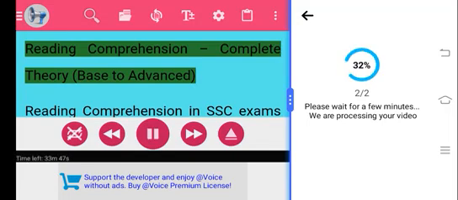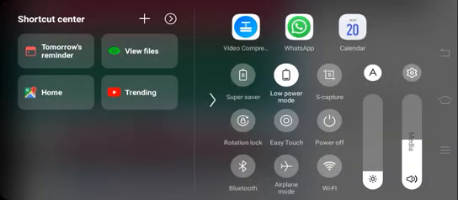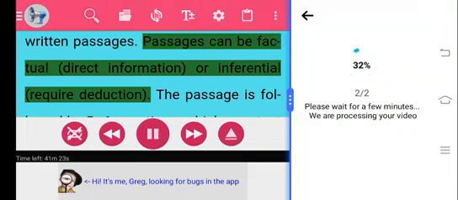Reading comprehension, complete theory based to advanced. Reading comprehension in SSC exams is designed to test your ability to understand, interpret, analyze, and infer from written passages. Passages can be factual, direct information, or inferential, requiring deduction.